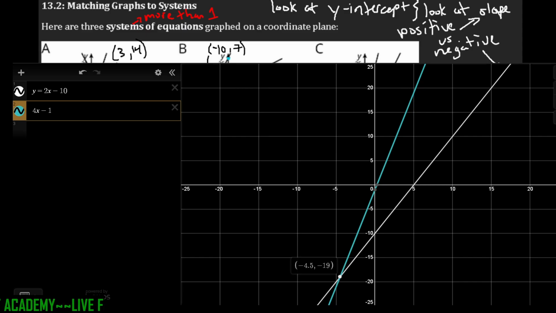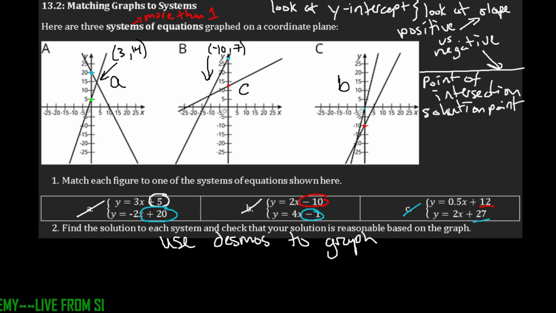So let me hide that so we can go back to this. And we're going to say this point right here is going to be the point we said, negative 4.5 comma negative 19. So again, notice how those points match up with where they would be on the graph. And be sure to pause, rewind as needed.